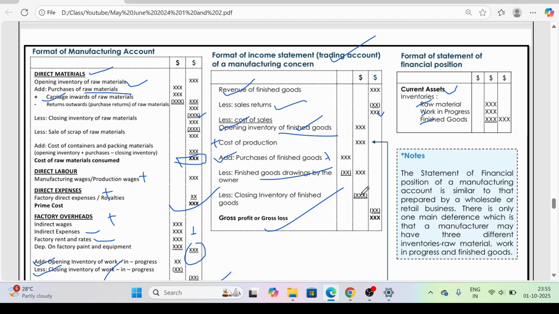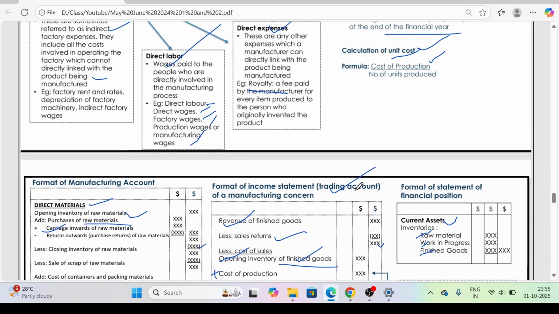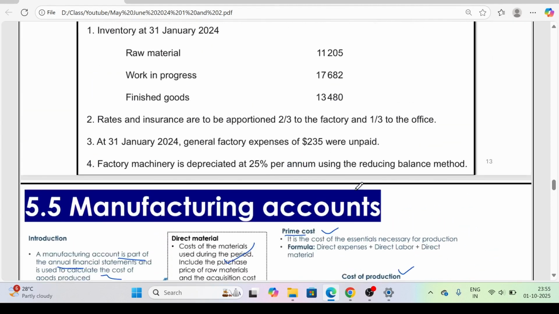Okay, so this is the format. Before starting any topic, first you have to learn the theory format. Then you have to start the question. Otherwise you will not understand the concept. Okay, let's start the question.